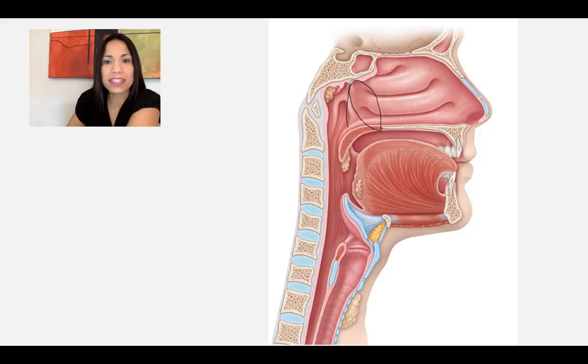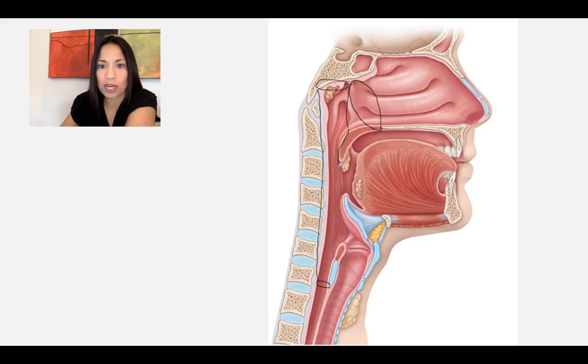Now the pharynx is this tube. I'm going to put it here so we can see that it is a tube. This is a passageway that serves to conduct, or passes, air and food at the same time. And this pharynx is divided into three sections.